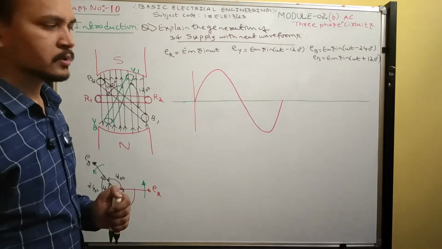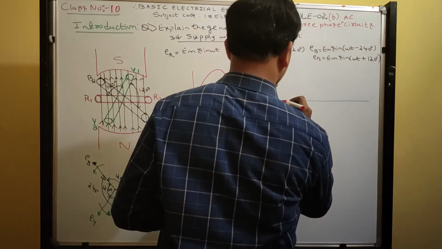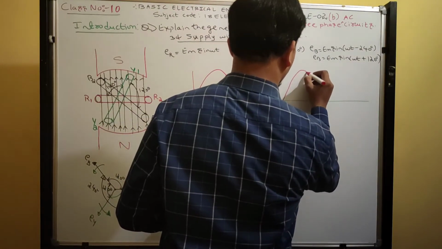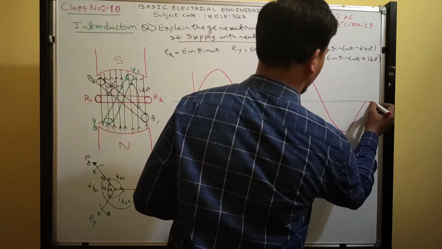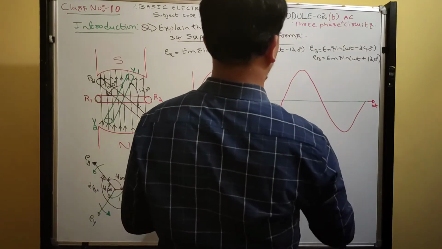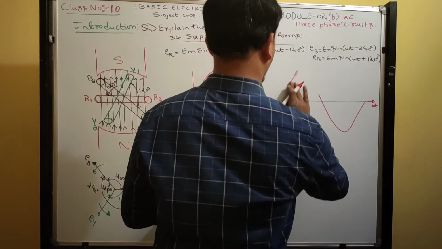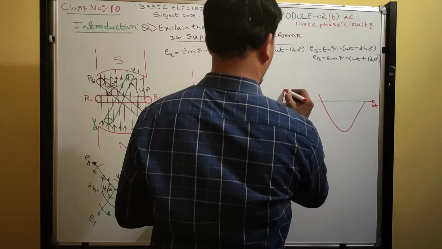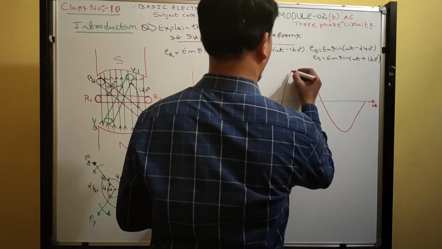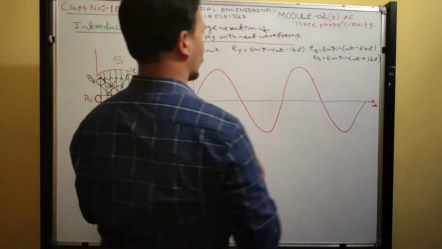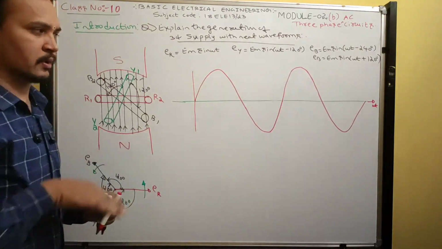So you should write waveforms beautifully. Like that you write waveforms. Okay, write neatly. See, you should write in such a way that this magnitude will be almost constant. Like that you write.